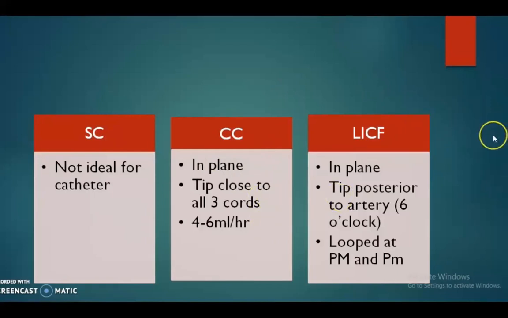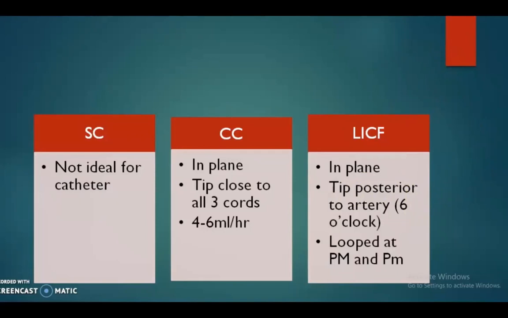In the lateral infraclavicular fossa, since the cords are all scattered around the artery, the question arises as to where we should keep the tip for ideal postoperative analgesia or intraoperative anesthesia. So, again in the lateral infraclavicular fossa, the catheter is inserted in plane and the tip is kept posterior to the artery at the 6 o'clock position, that is near the posterior cord. A good strategy to prevent dislodgement would be to loop the catheter at the pectoralis major and the pectoralis minor while removing the needle out.